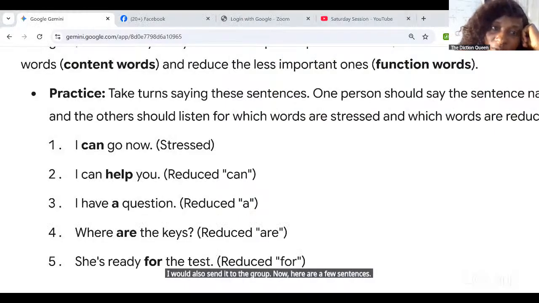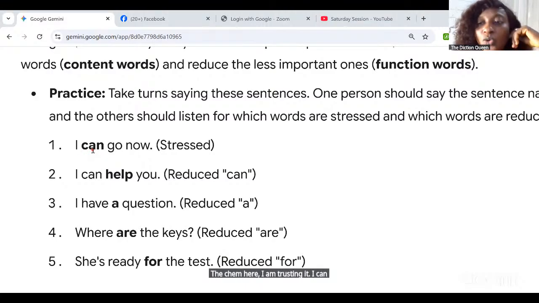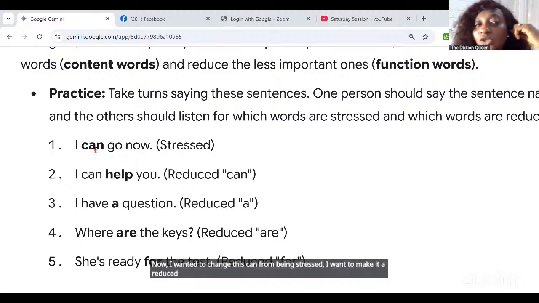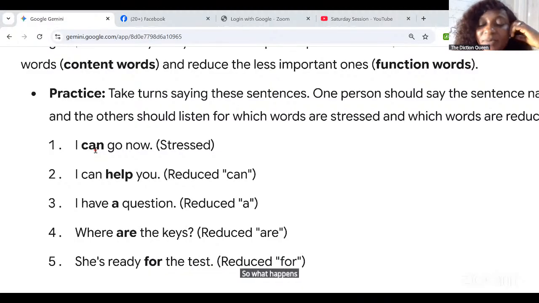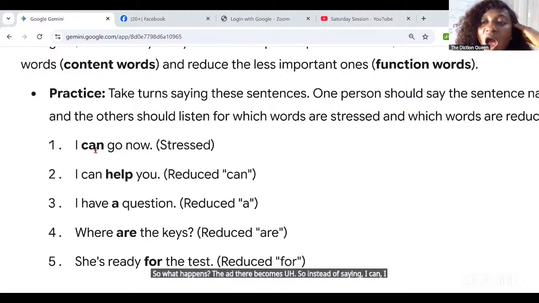Now here are a few sentences. The first one, I can go now. The can here, I am stressing it. I can go now. Can you see my mouth is opened? Now I want to change this can from being stressed. I want to make it a reduced one, so the A there becomes a schwa.